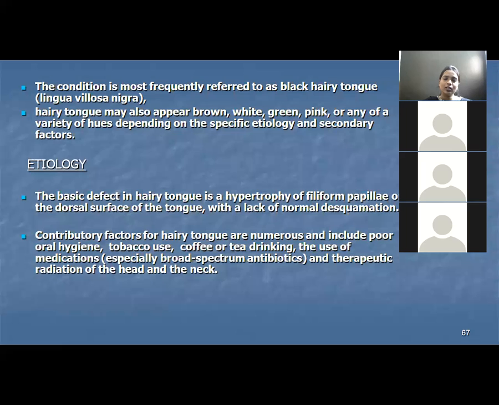What is the etiological factor of your hairy tongue? It is a basic defect in the hairy tongue. It is a hypertrophy of the filiform papillae. This anomaly is seen on the dorsal surface of the tongue with lack of normal distribution.